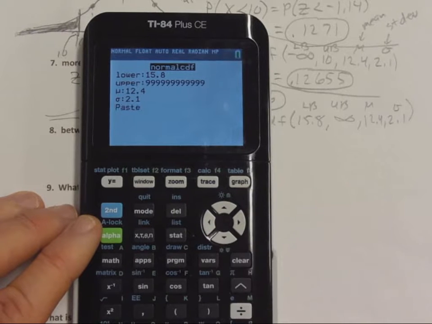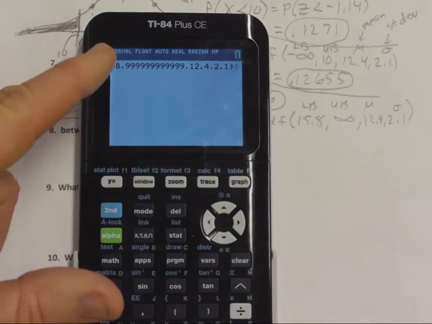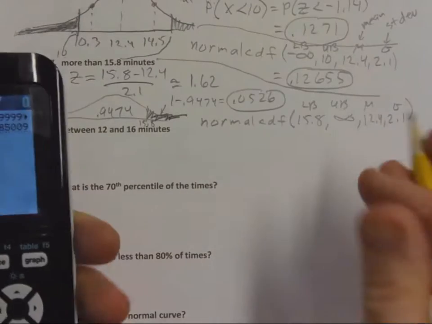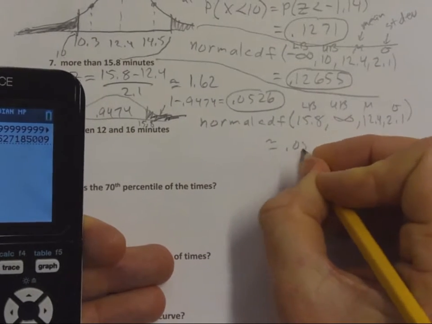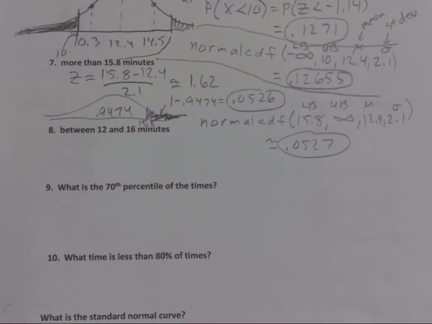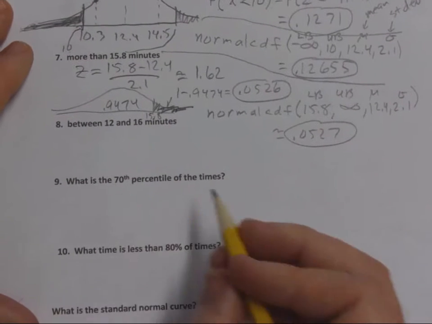Same mean, same standard deviation. On many calculators that screen will just pop up, but anyway, it ends up being 0.0527 approximately, so that's pretty close. Once again, in the world of stats, most of the time, depending on the context, 3 or 4 sig figs is good. Now, what about between 12 and 16?